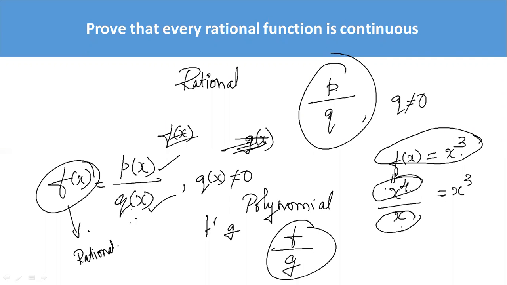Why is it continuous? A rational function can be written as p of x by q of x, where p of x and q of x are polynomials, and a polynomial function is continuous. Then from theorem 1, the fourth point says that f by g is also continuous. So we can say that the given function is continuous.